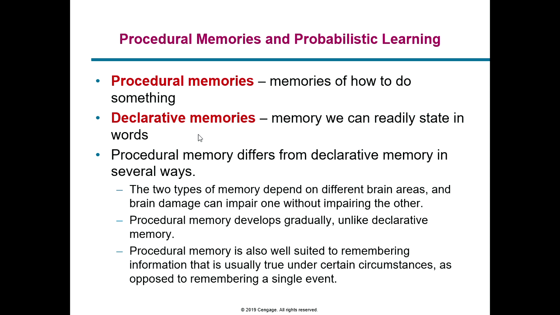The book talks about the difference between procedural memories and declarative memories. So procedural memories are how to do something, just physical actions, memories of muscle movements, things along those lines. And declarative memories, these are the ones that we can state in words, okay?